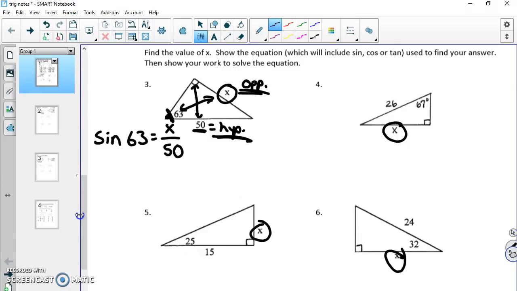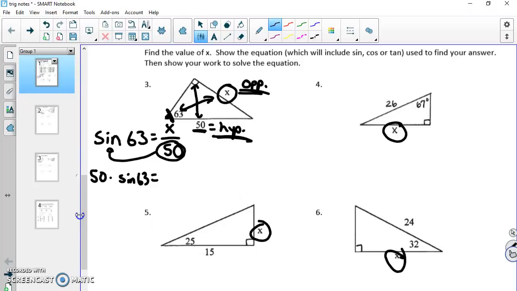And so you're going to do that. And now you've created a simple algebraic equation that you can solve. Sine of 63 equals x over 50. So to get x by itself, like I would do any other problem, I need to get that 50 to the other side. I'm going to multiply by 50. So 50 times sine of 63.